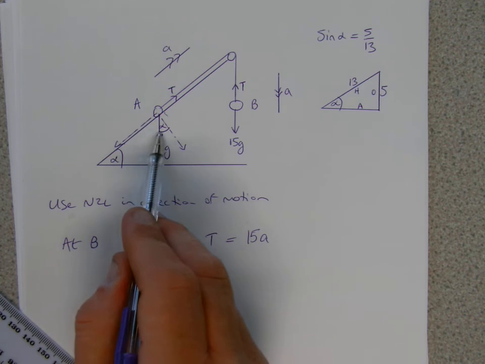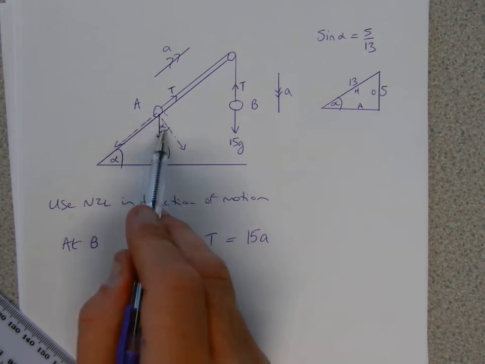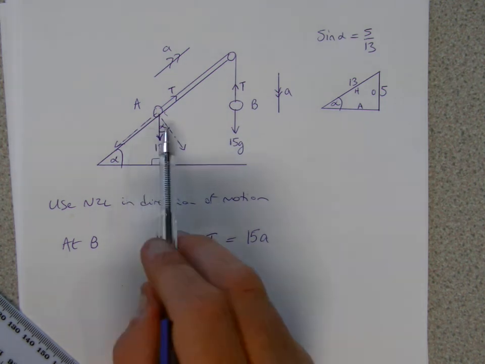And if that's 90 minus alpha, then that's got to be alpha, because this is a right angle, so this is all going to add up to 90. If that's 90 minus alpha, this will be alpha. Just remember that that angle there is always the same as that. That's all you've got to remember.